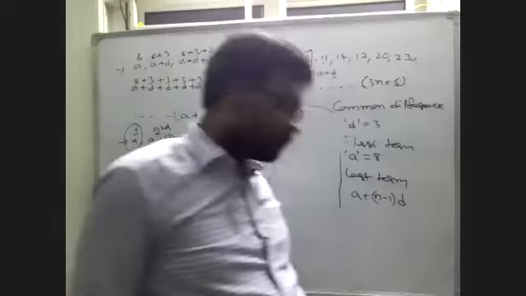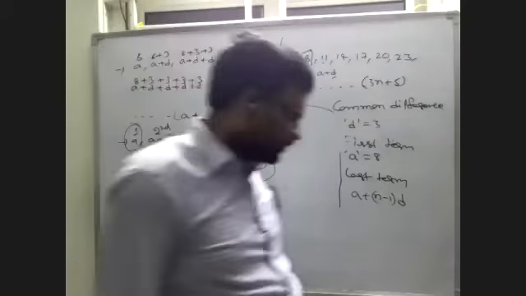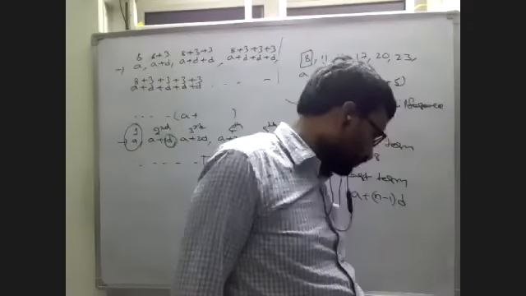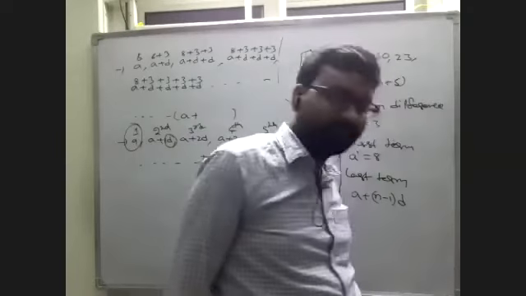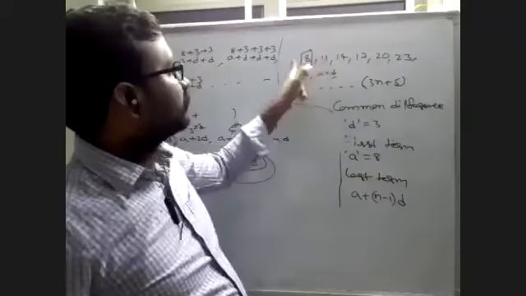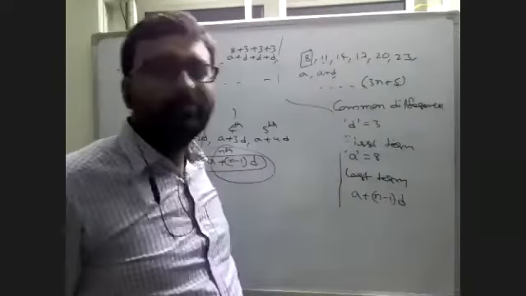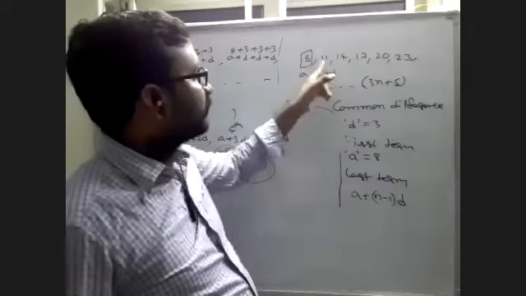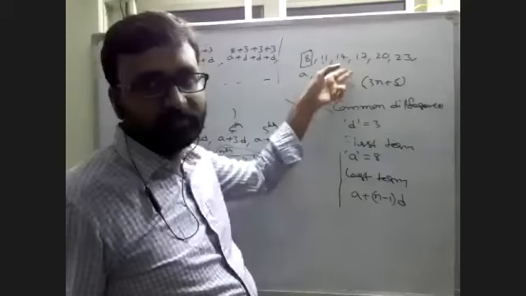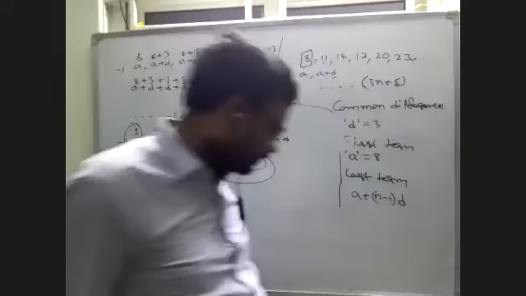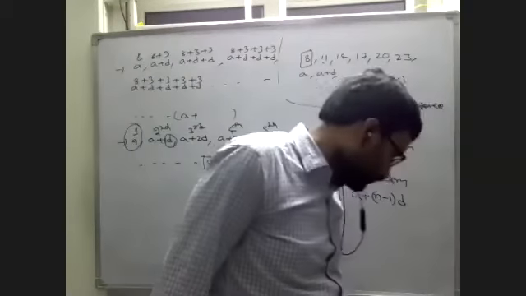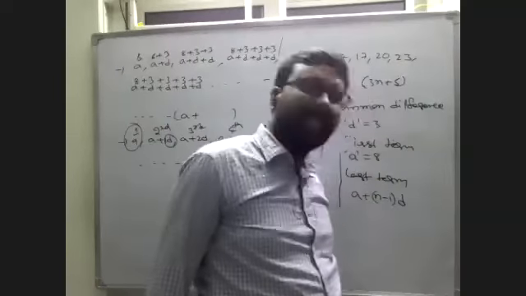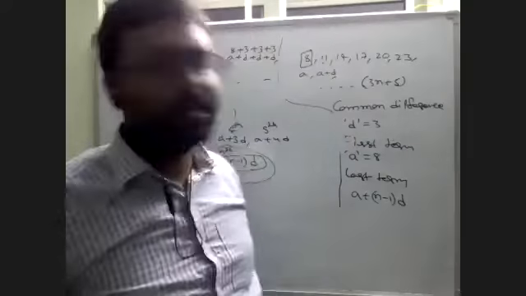Here you have the definition of AP: a sequence in which each term differs from its preceding term by a constant is called an arithmetic progression, written as AP. Each term differs from its preceding term by an equal amount: 11 minus 8 is 3, 14 minus 11 is 3, 17 minus 14 is 3, 20 minus 17 is 3.